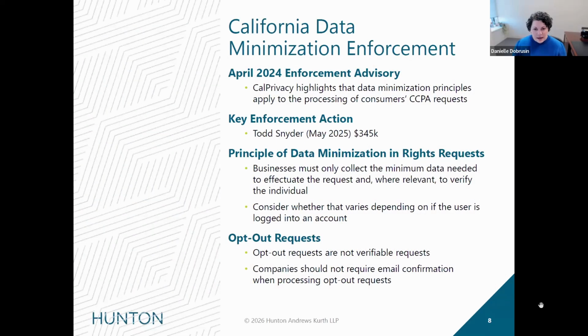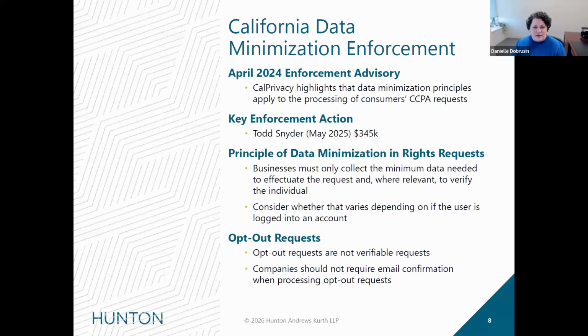Now, I want to take a bit of a deep dive into California's data minimization enforcement efforts. What we've seen to date is that California enforcement actions look at data minimization through the lens of exercising privacy rights. So first, in April 2024, the California Privacy Protection Agency, known as CalPrivacy, issued an enforcement advisory about applying data minimization principles to consumer rights requests.